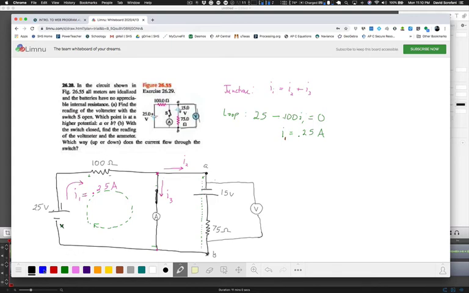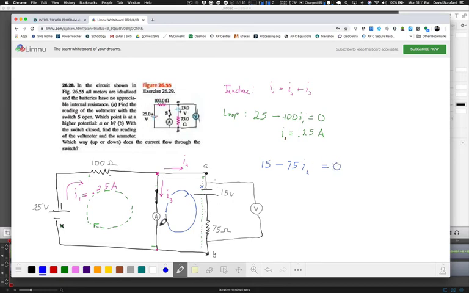Let's do another loop, because obviously I'm going to have to find out I2 to really know what I3 is all about. So let's do this loop that I'm drawing here in blue. Let's start here, and we'll walk our way around. So that loop looks like this. I'm going to say 15 minus 75 I2 as I go across this resistor in the direction of current flow, and then back around through here. Again, no resistor in this middle branch, so I'm done. That's it. No more voltage drops, and I have a 0 right there.